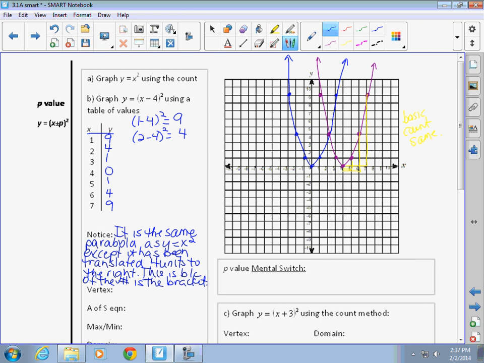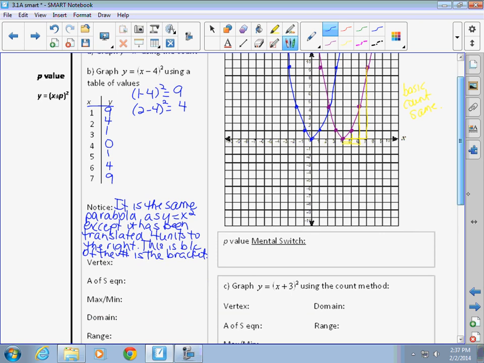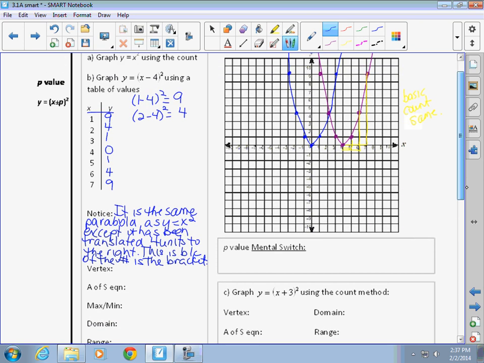So what happens there, if you take a look, is our p-value, or this number in the bracket, was a negative 4 here, but it's moved 4 right instead of 4 left. So what we do is we change the sign. If we change the sign, we have what we call the p-value.